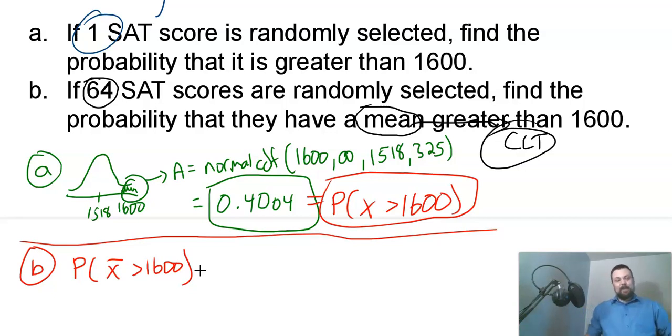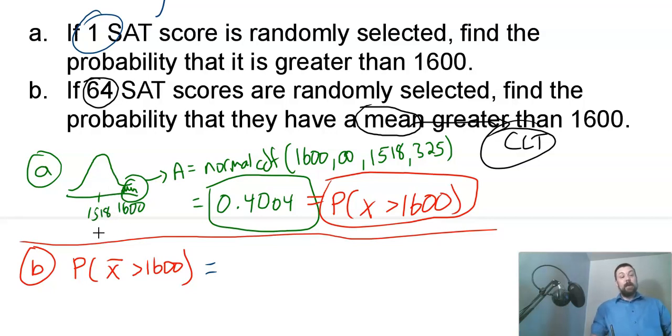So if I had to guess on this one, I'm thinking the probability that the mean would be greater than 1600, I don't know, maybe this one's going to be like 10 or 15%. So let's find out if my intuition's right. To calculate this, it's the same picture. I could redraw it, but it's the same picture.